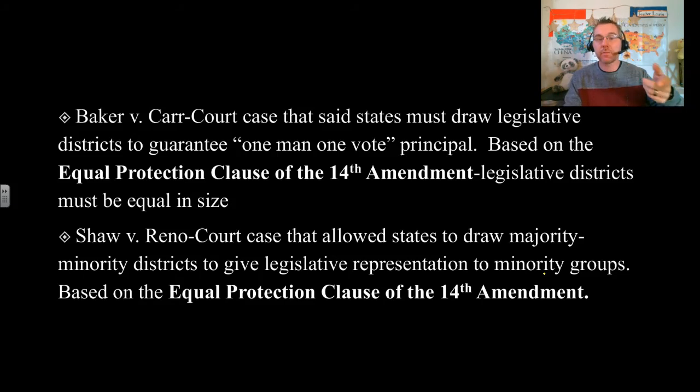Baker versus Carr. We covered this one already. Baker versus Carr is the one man, one vote principle. The idea that you must redraw your districts every 10 years because population changes. And again, based on the Equal Protection Clause, make sure that citizens are given that equal representation.